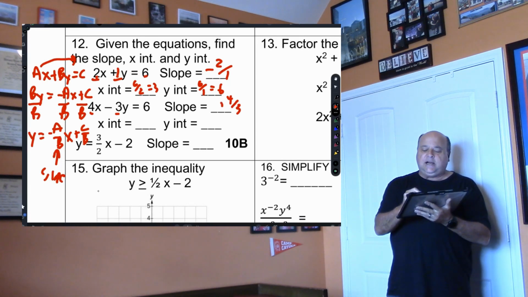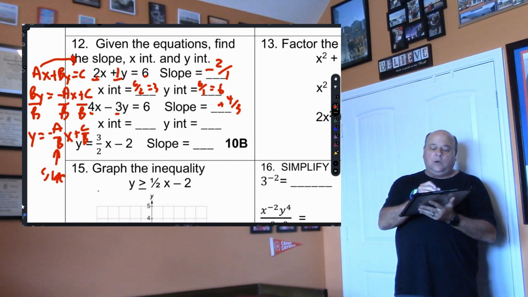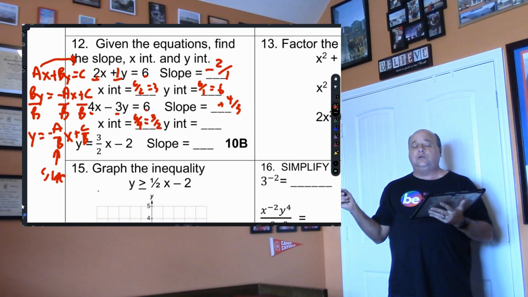And then the opposite of a negative is a positive. That means this line will go up 4, right 3, up 4, right 3. The x-intercept is 6 divided by 4. So 6 divided by 4, if you put that in the calculator, will give you 3 over 2.